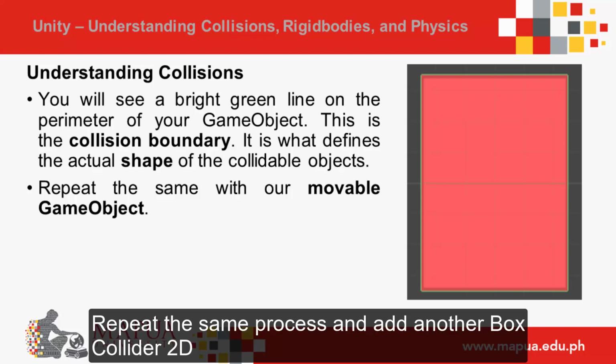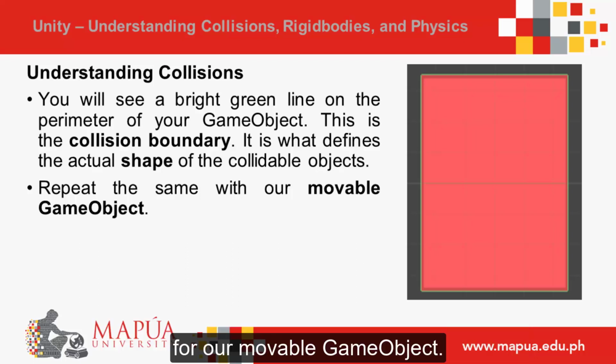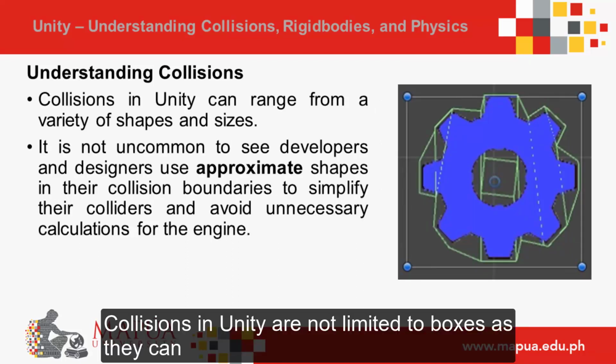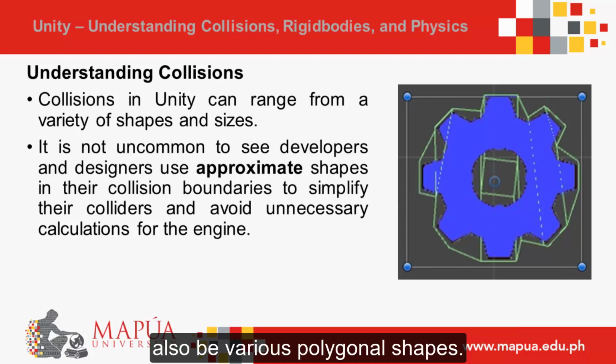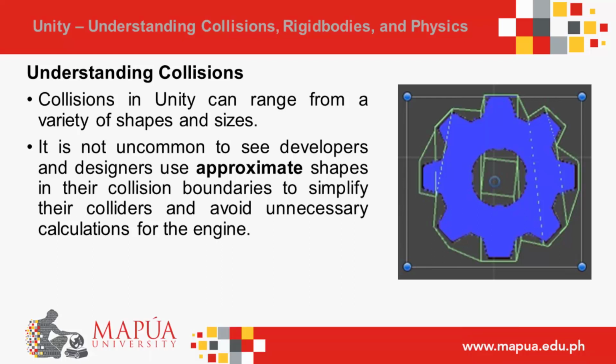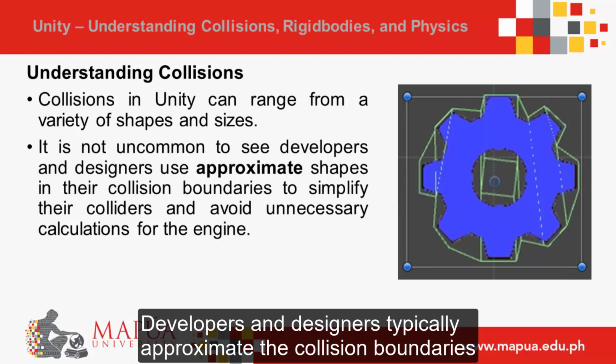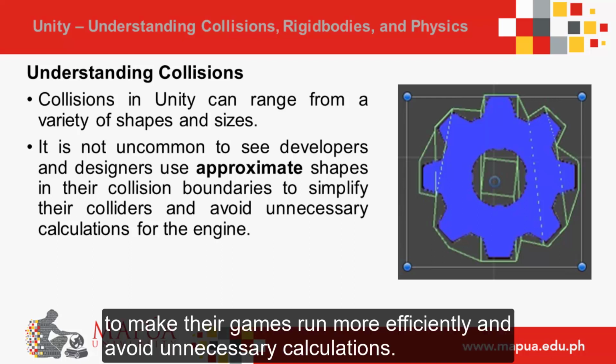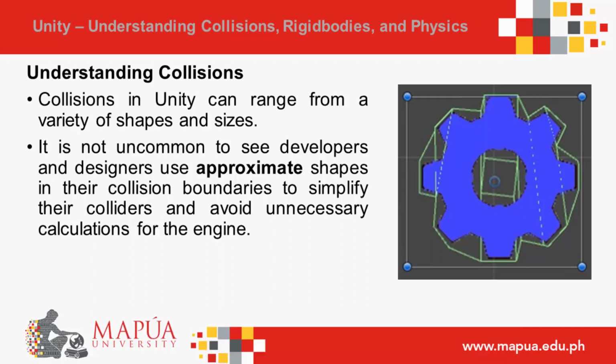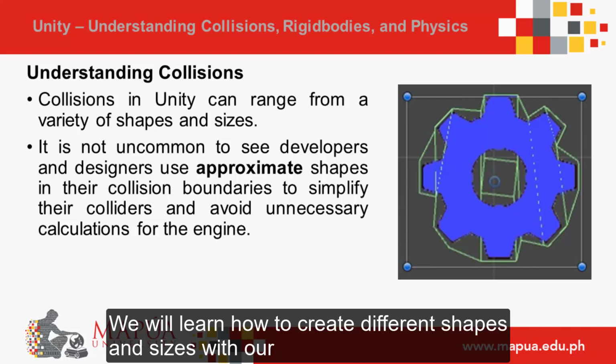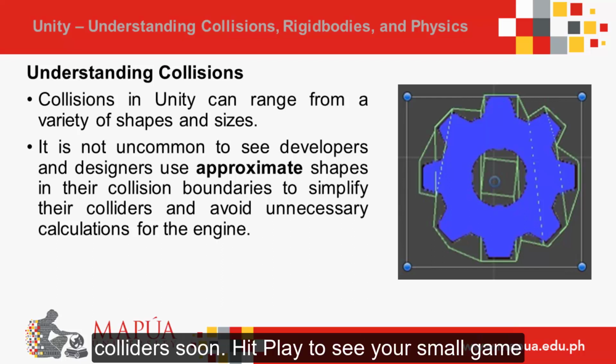Repeat the same process and add another box collider 2D for our movable game object. Collisions in Unity are not limited to boxes as they can also be various polygonal shapes. Developers and designers typically approximate the collision boundaries to make their games run more efficiently and avoid unnecessary calculations. We will learn how to create different shapes and sizes with our colliders soon.